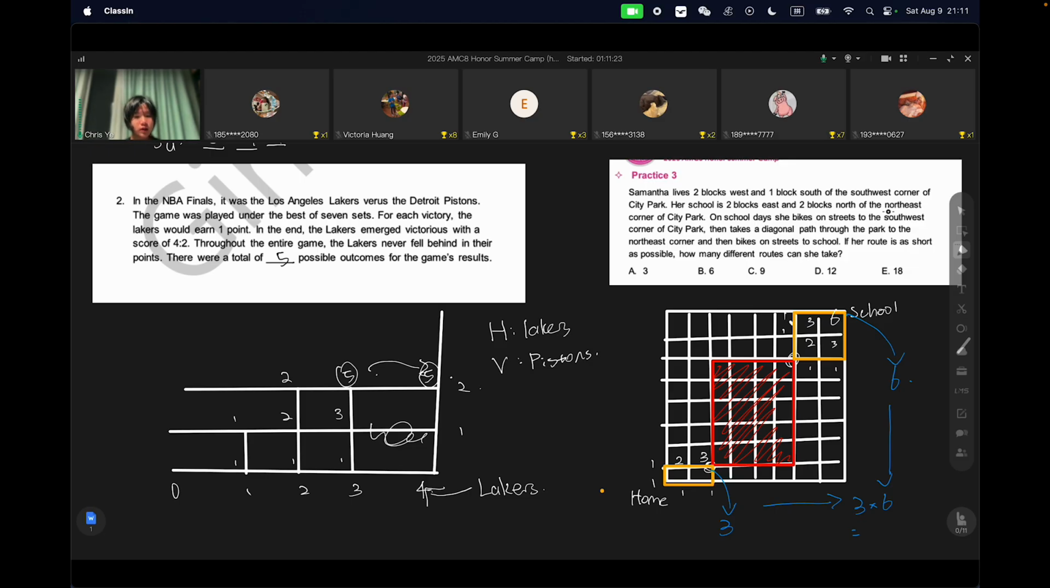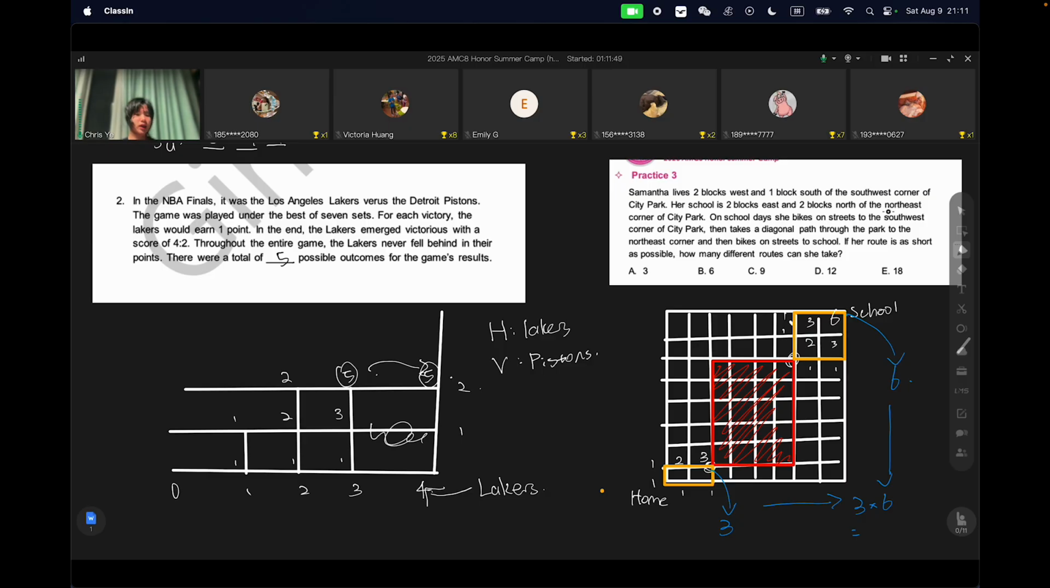So it says that Samantha lives 2 blocks west and 1 block south of the southwest corner of her city park. And her school is 2 blocks east and 2 blocks north of the northeast corner of the city park. So on school days, she bikes to the southwest corner of the city park, takes the diagonal path through it, and then bikes on to school. If her route is as short as possible, how many different routes can she take?